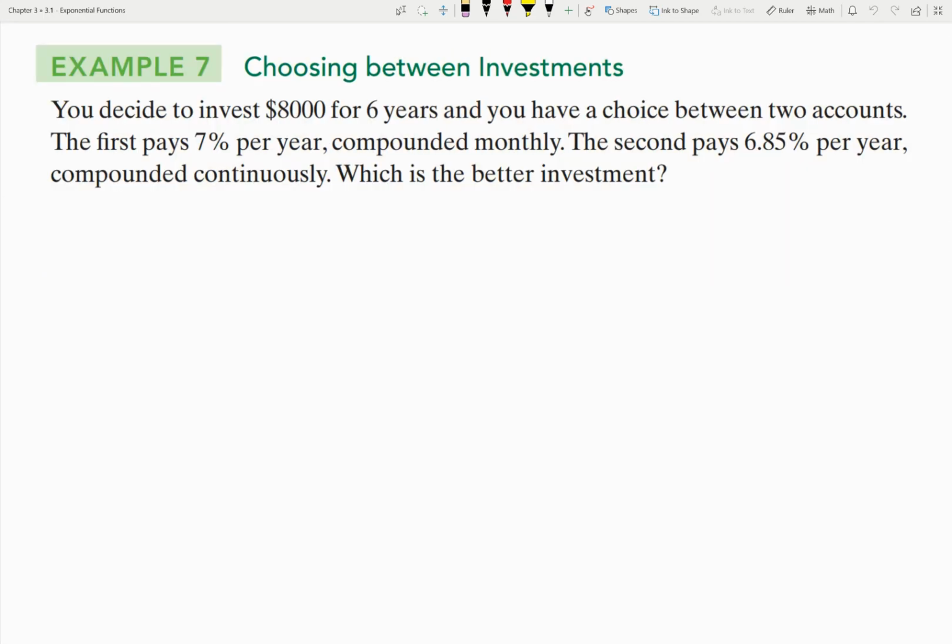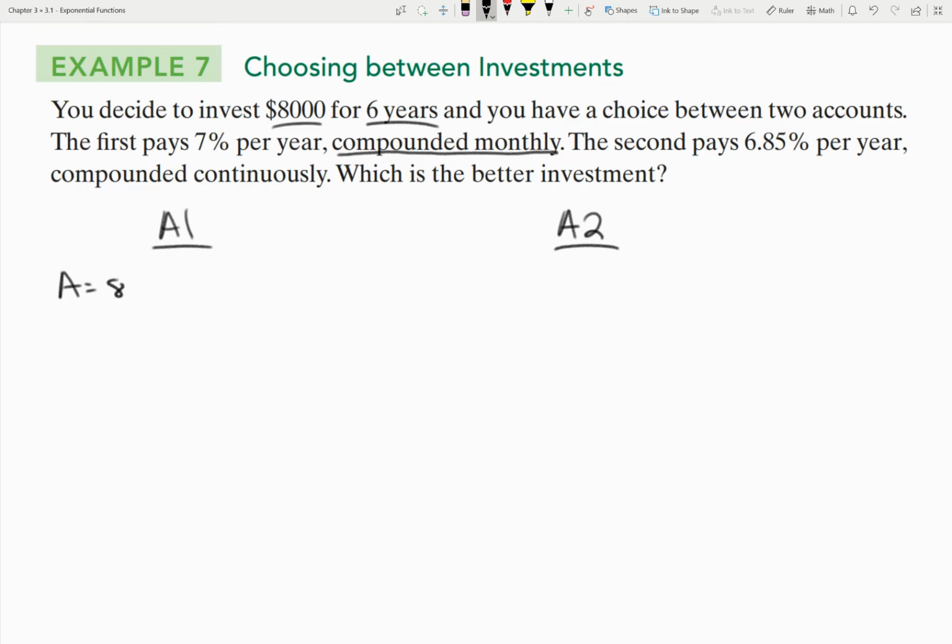So you decide to invest $8,000 for 6 years, and you have a choice between two accounts. Let's break this down. Here's account 1, here's account 2. There's my principal, there's my time. The first pays 7% a year, compounded monthly. Well, that is a discrete number of compoundings per year, so I'm going to use my first formula.